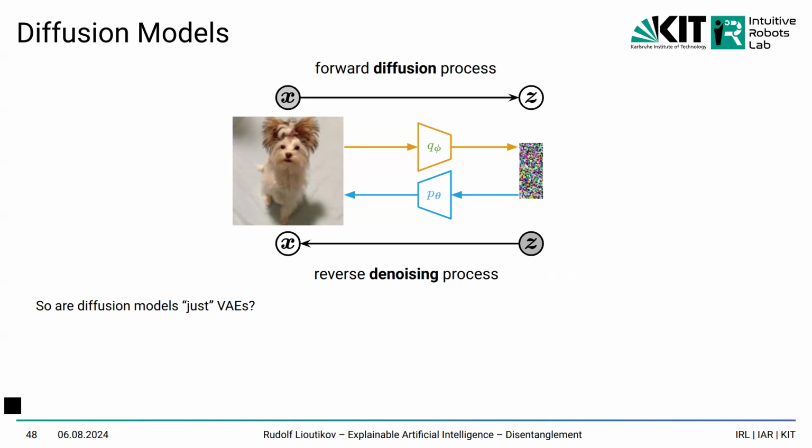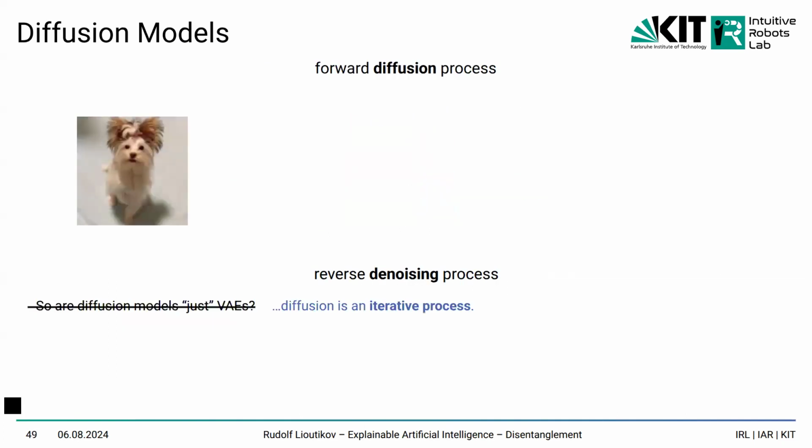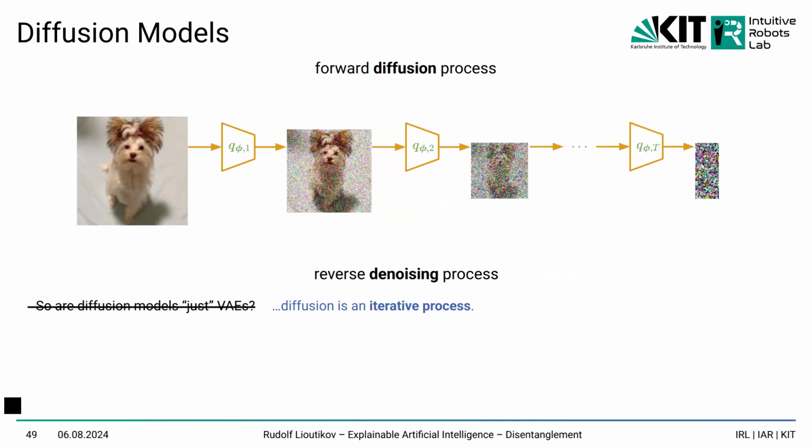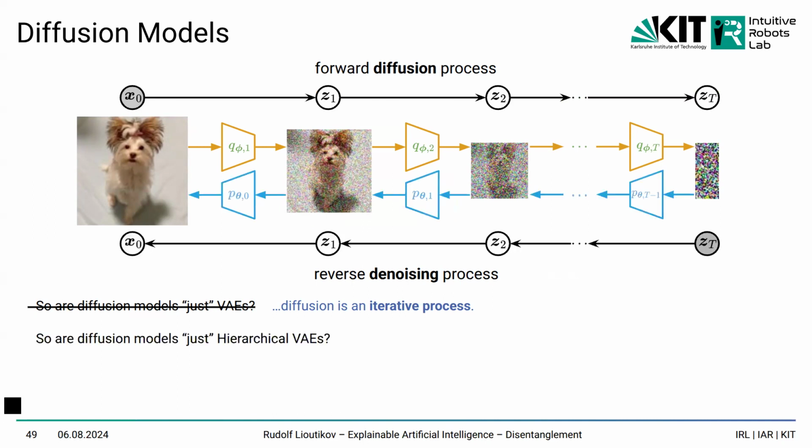So first of all, we talked about iteratively adding noise, right? So diffusion is an iterative process. It's not a one-step process as in VAEs. So now we can say, okay, we go iteratively and produce more noise, and then decode that part, right? So the question now becomes, is diffusion just a hierarchical VAE? And now you took all the fun away, right? So let's continue. So why is it not just a hierarchical VAE?